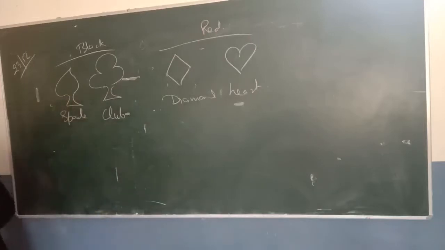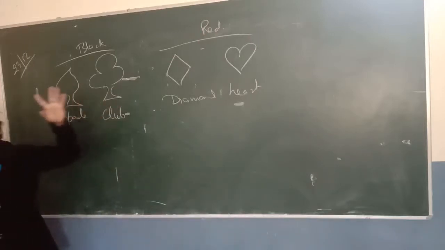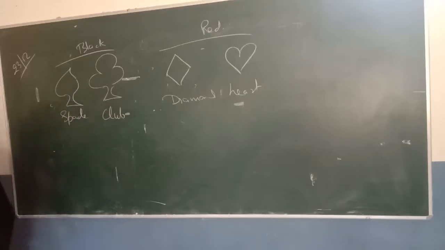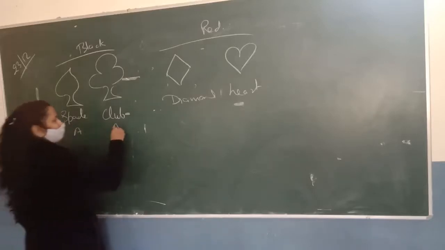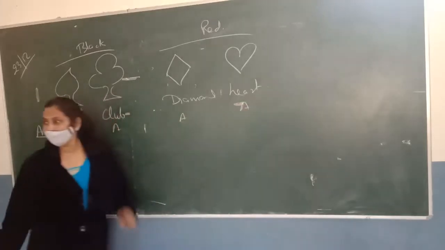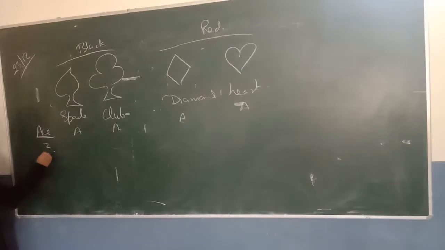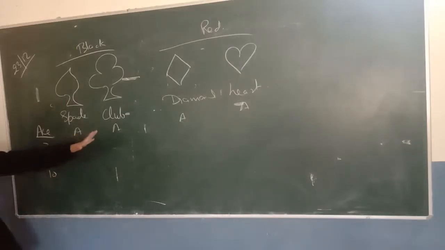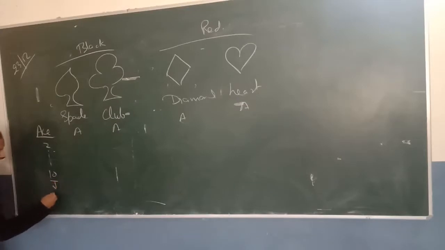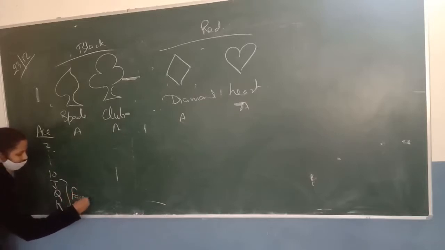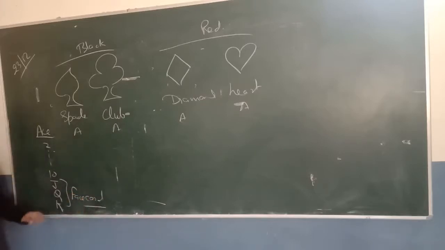So these are the 4 types of cards, 2 blacks and 2 reds. Now all these cards have one ace, ikka as it is called. This is called ace. Everyone has one ace. And they have the numbers from 2 to 10. Then we have Jack, Queen and King. These are called the face cards. They all have one Jack, one Queen and one King, so they are called face cards.